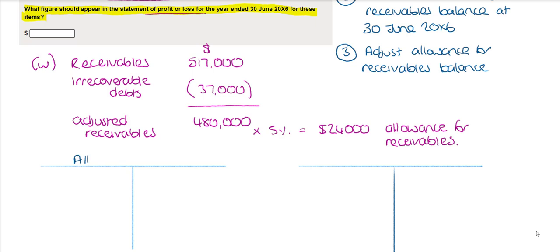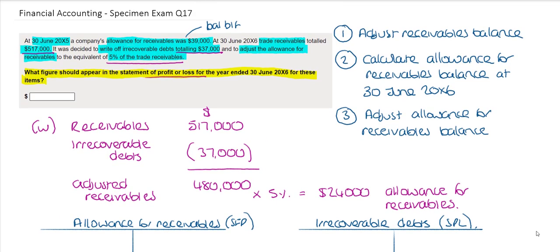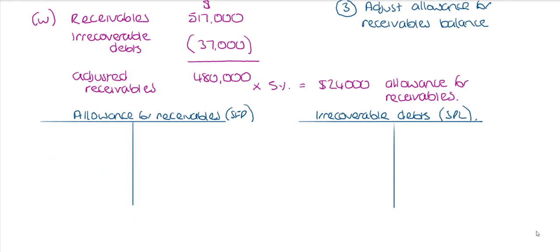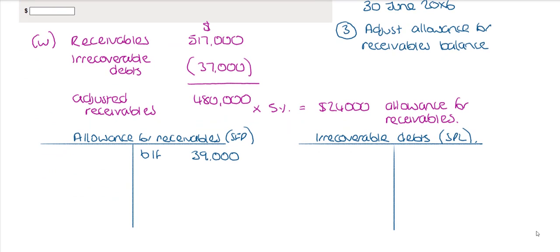We will have an allowance for receivables account, which belongs in the statement of financial position, and we'll have an irrecoverable debts account, which belongs in the statement of profit and loss. We can see from the question that there was an opening balance for the allowance for receivables of $39,000. This would have been on the credit side. We were then told that there was a write-off of irrecoverable debts totaling the $37,000, which we've adjusted in our workings. The double entry for this would have been to debit the irrecoverable debts account and credit the receivables account. And so we will recognise that debit in our irrecoverable debts ledger account.